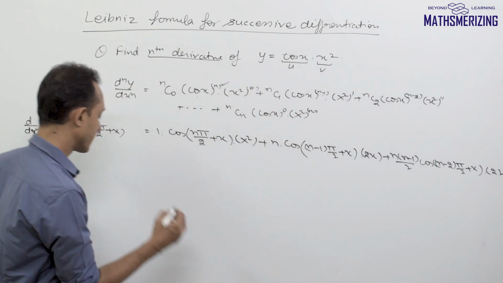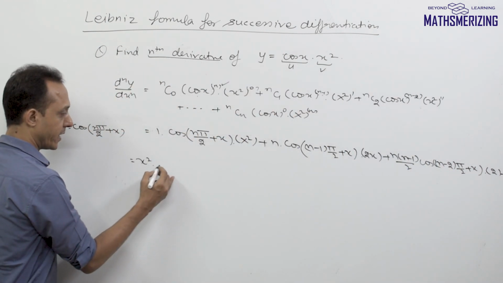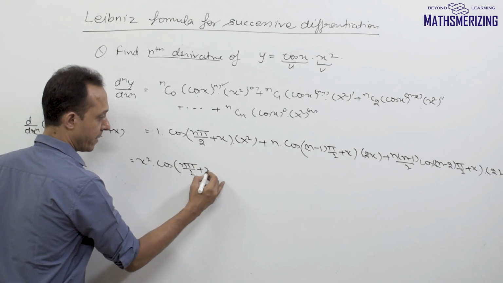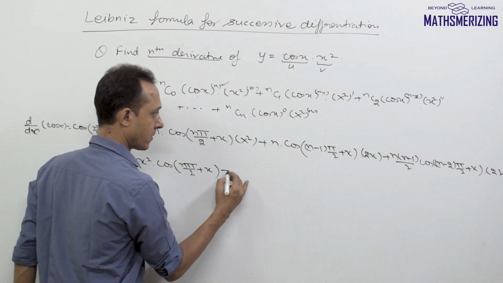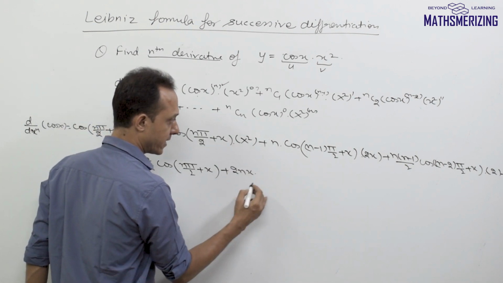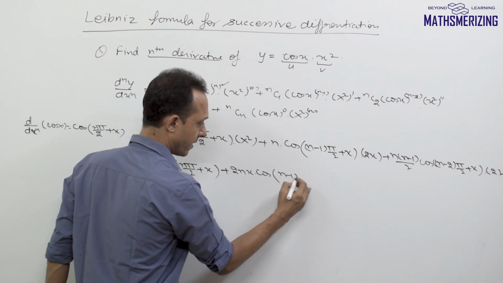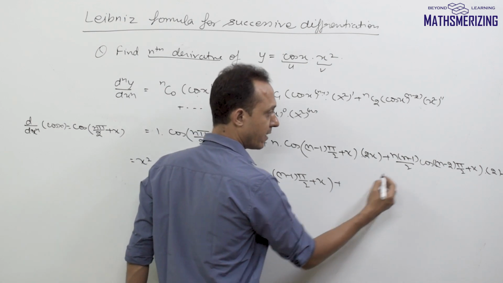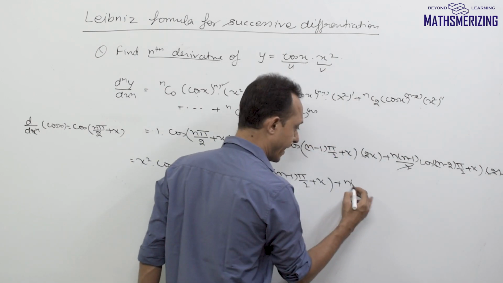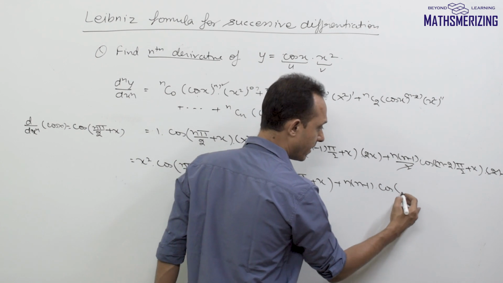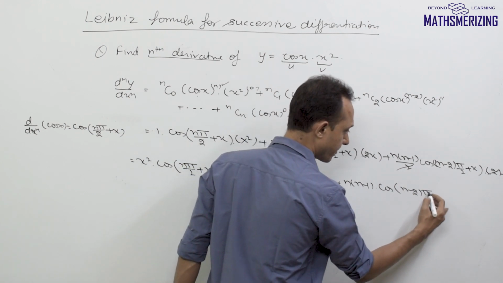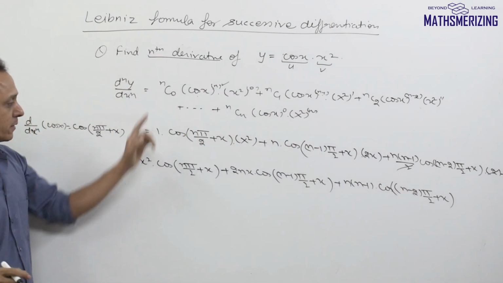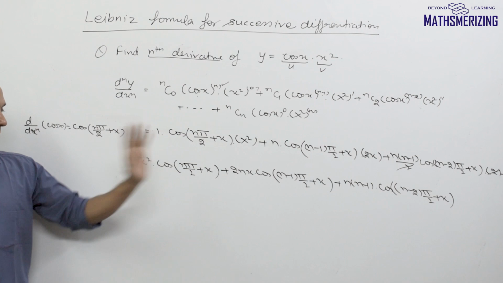So I can simply write it as x square into cos of n pi by 2 plus x, plus twice n into x, and will be cos of n minus 1 pi by 2 plus x, and then 2, and 2 here will cancel. So I'll write n into n minus 1, and here it will be cos of n minus 2 pi by 2 plus x. So the nth derivative of this function will be this result.